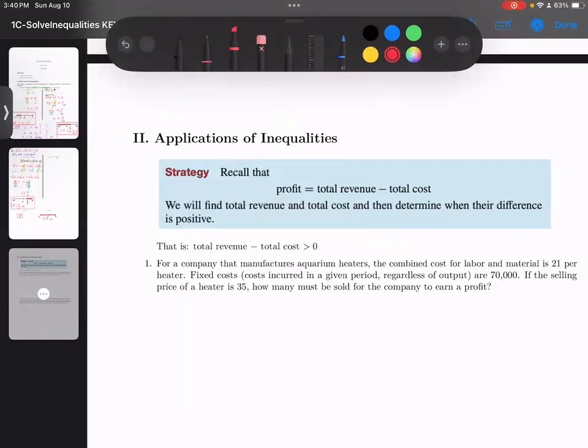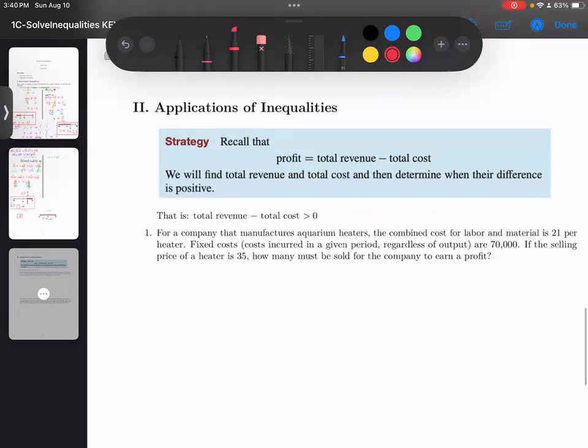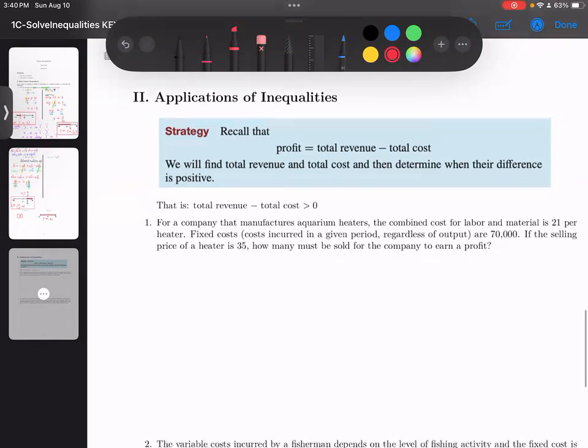Profit is what you take home, right? Revenue is whatever you take home before subtracting the cost and the expense, right? And cost is whatever you spent. So to make profit, the total revenue subtract the total cost got to be positive, right? To make some profit. Let's take a look at the example here.